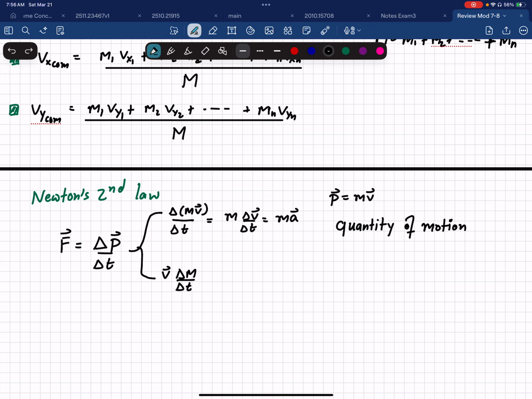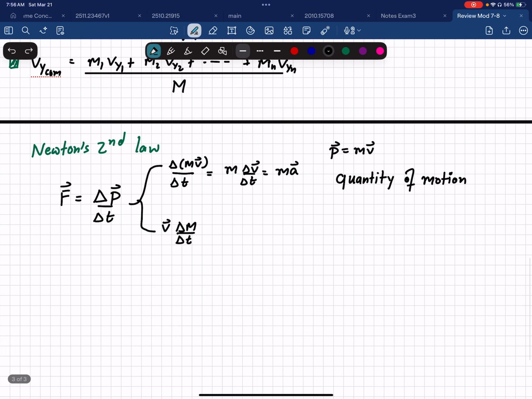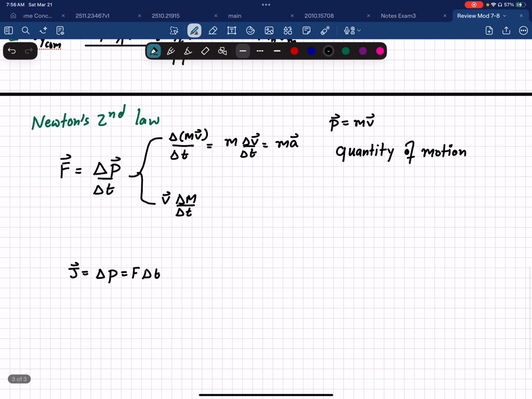Okay, now from this equation of force, we basically derived a new quantity, which we called an impulse. Impulse is nothing but the area under the curve of a force-time graph.